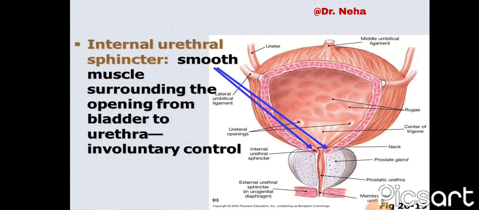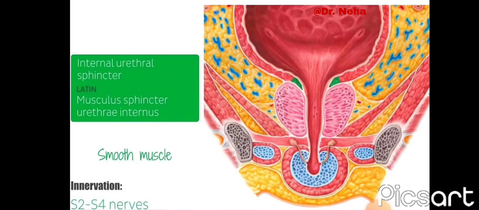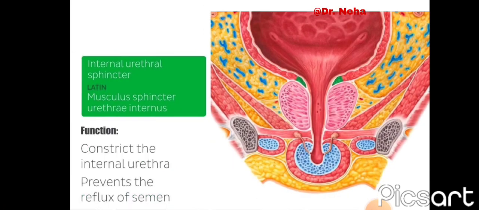Here we can see the internal urethral sphincter, which is made up of smooth muscle surrounding the opening of the bladder to the urethra. It has involuntary control, so we cannot control the internal urethral sphincter. In this, we can see the external urethral sphincter, which is made up of skeletal muscle fibers surrounding the urethra outside. This has voluntary control. So here we can see the internal urethral sphincter, highlighted with green color. This constricts the internal urethra and prevents the reflux of semen.